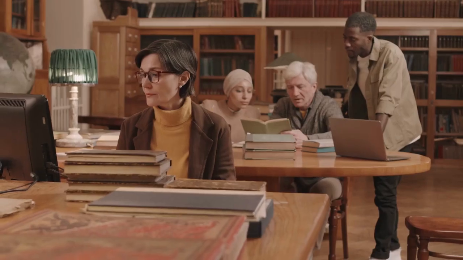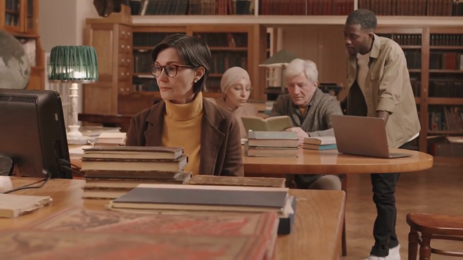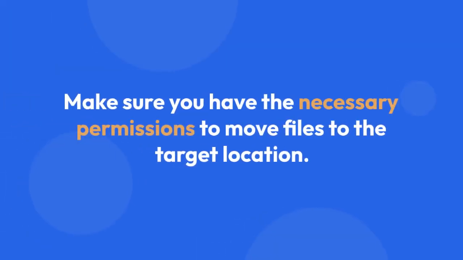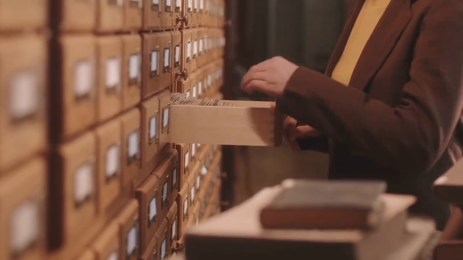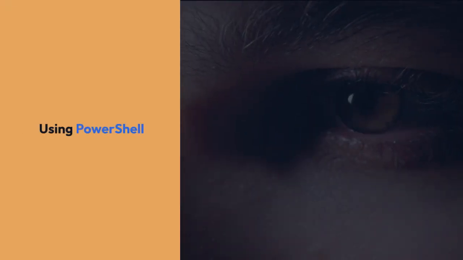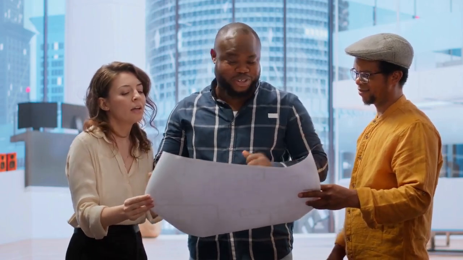Troubleshooting. If you encounter errors, double-check the permissions on both the source and destination libraries. Make sure you have the necessary permissions to move files to the target location. Also, ensure that the file names don't conflict with existing files in the destination. If you're using PowerShell, carefully review the command syntax and error messages. Consider checking your SharePoint site's storage limits to ensure sufficient space is available for the moved files.